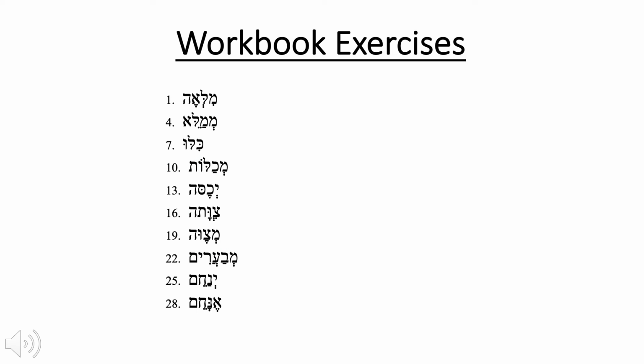Let's move on then to our next set of exercises, which is parsing. This is straightforward, just simply parse the particular verb, starting with number 1. Number 1 is pretty clear, it's a PL perfect. We see the dagesh in the lamed and the hirik under the mem. A PL perfect 3FS, because of the common hey. What about number 4?